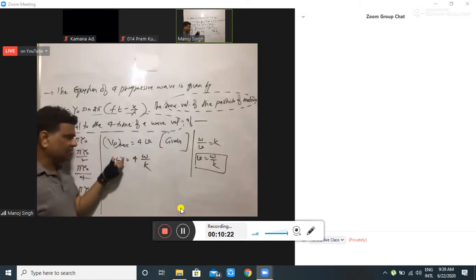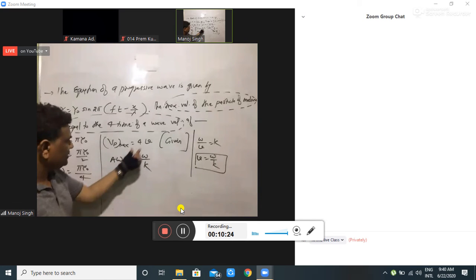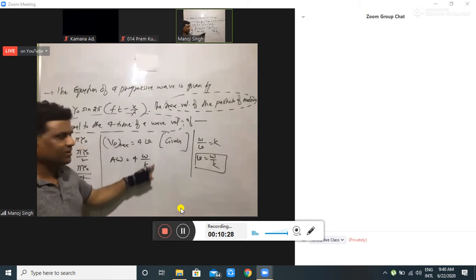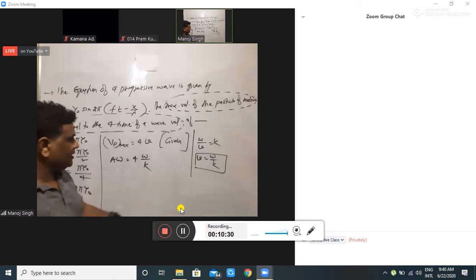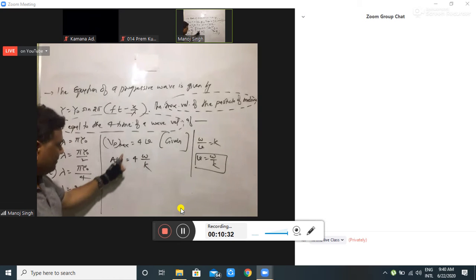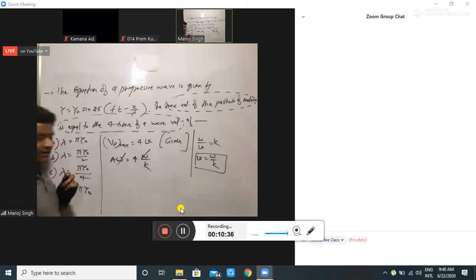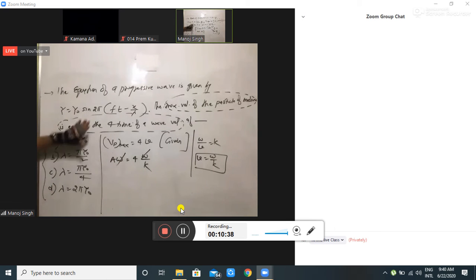Maximum velocity of particle of medium, a omega, is equal to 4 times the wave velocity. Wave velocity is equal to omega by k. Okay, so put this value here. In the maximum velocity of particle of medium, a omega, omega will be cancelled. Now this equation we can compare.